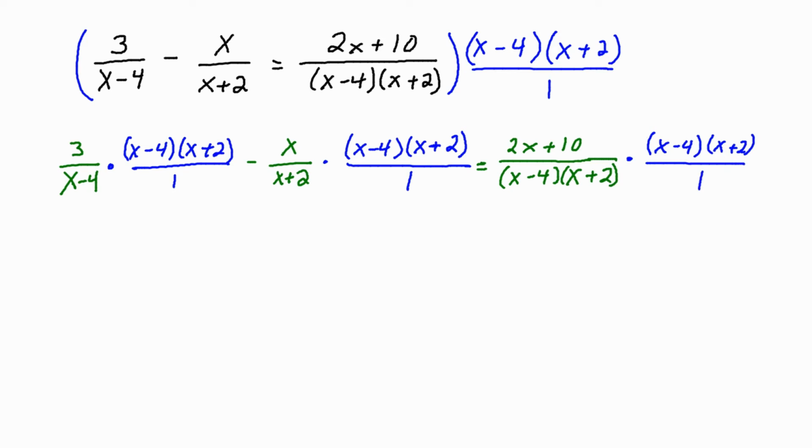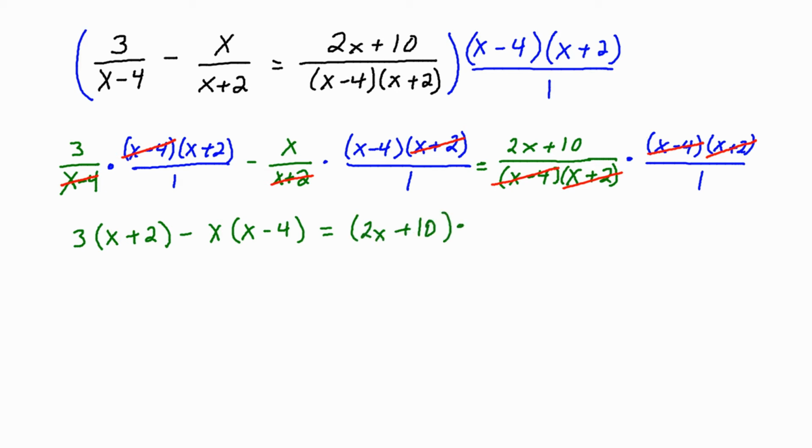Going back to our first term, x minus 4 cancels with x minus 4, which leaves me with 3 times x plus 2, minus x plus 2 cancels with x plus 2, so that leaves me with x times x minus 4, equals x minus 4 cancels with x minus 4, x plus 2 cancels with x plus 2, so that leaves me with 2x plus 10 times 1. I'm ready to use my distributive property.